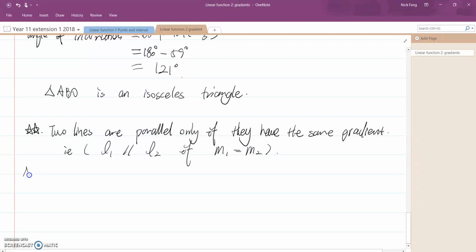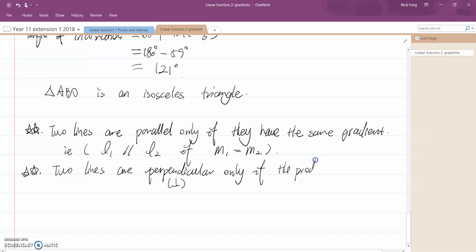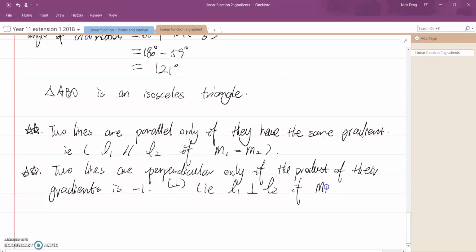Okay, and another important fact which I have done before, two lines are perpendicular, which means they cross at 90 degrees, only if the product of their gradients is minus 1, i.e. L1 is perpendicular to L2 if M1 times M2 is equal to negative 1.